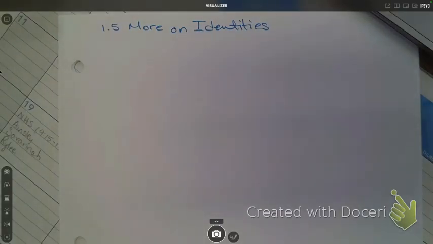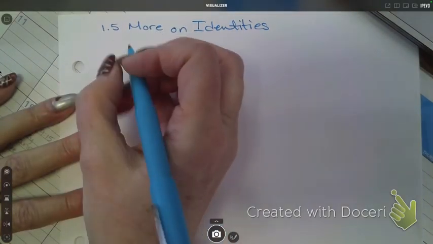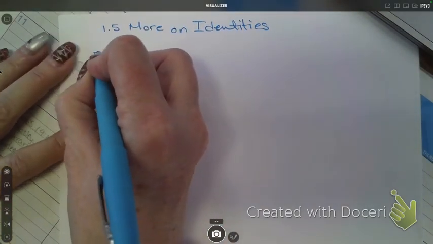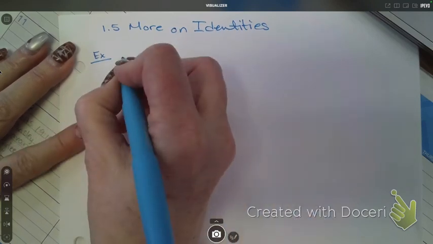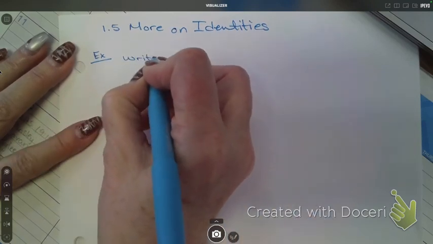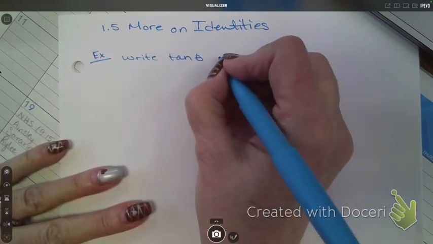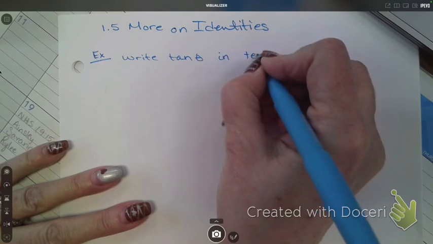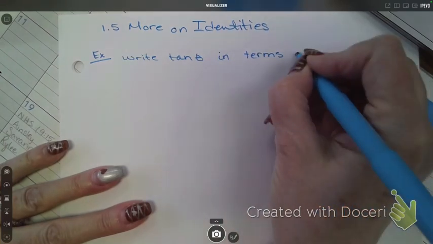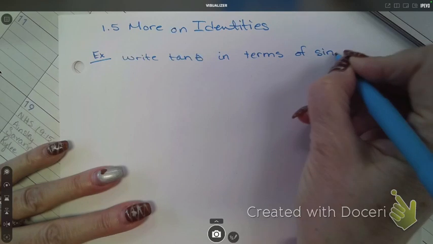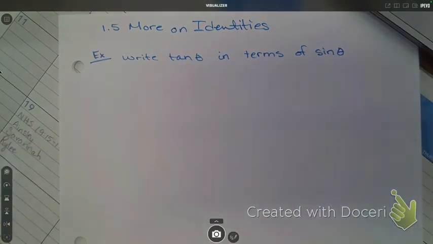So 1.5, we're now going to use the identities that you were learning in 1.4. Basically you just have examples. So we're going to write tangent of theta in terms of sine. So it means I only have sine. That's all I have. So I have my reciprocal, my ratio, and my Pythagorean identities available for me to use.